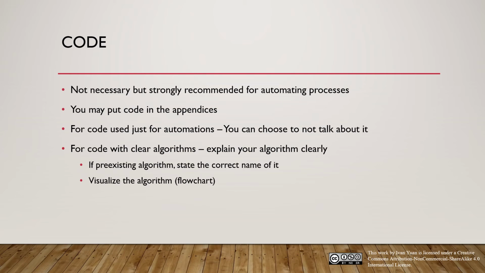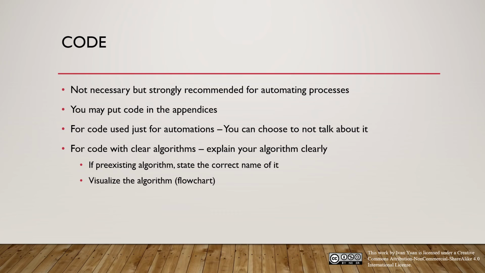Next is code. Code is not an essential part of math modeling, but it is strongly recommended, especially for automating processes, because the calculations sometimes can be very tedious. Often, you have the opportunity to put code in the appendices, since in certain contests, you do not have a limitation on how much material you can place into appendices. And you will use code for two scenarios.